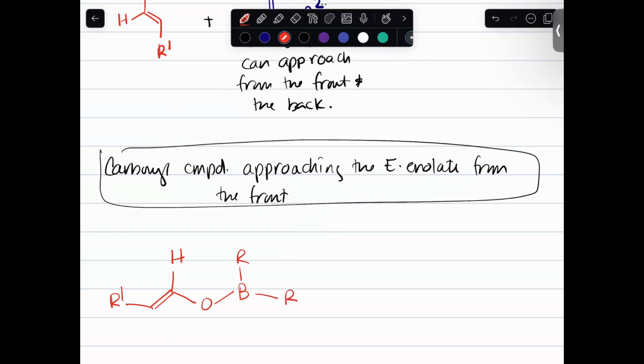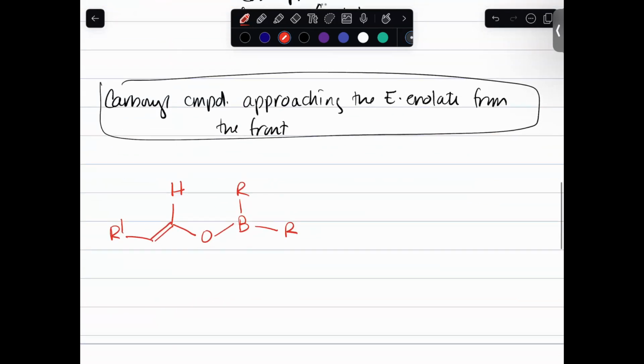Now, what I want you to notice is that the way I drew this enolate, this is my E-enolate. In last week's lecture, my R group was facing down. Now it's facing to the left, right? Because it's my E-enolate. Okay?